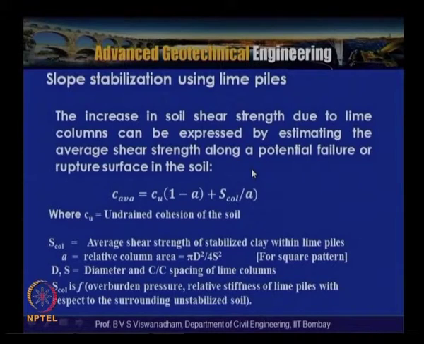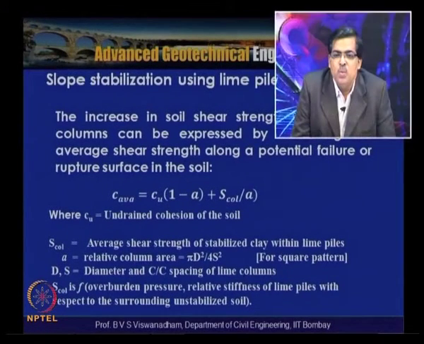The increase in the soil shear strength due to lime columns can be expressed by estimating the average shear strength along a potential failure or rupture surface in the soil. This is obtained as C average equals Cu into 1 minus A, plus S column by A. Here Cu is the average undrained cohesion of the untreated or unstabilized soil, and S column is the average shear strength of stabilized clay within lime piles.